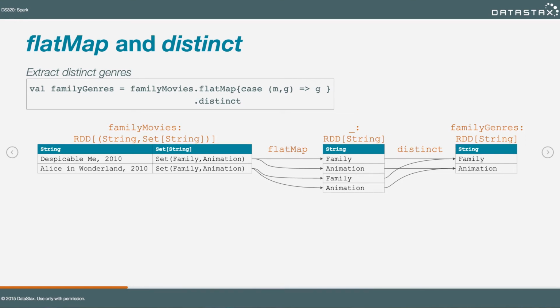That is a list of family, animation, family, and animation duplicates in that middle intermediate RDD. Then we call distinct on that RDD, and of course, as you can see, we get only family and animation as the final output.